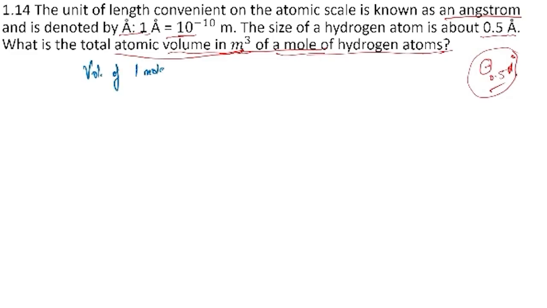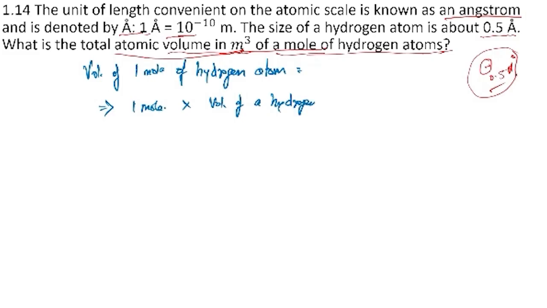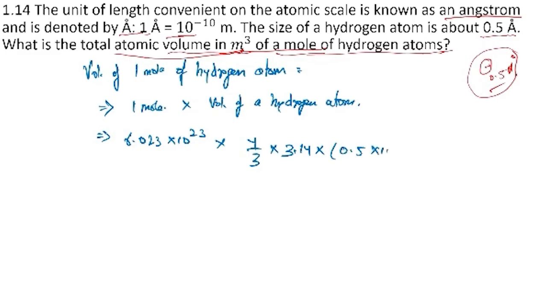So let's start the calculation. The volume of 1 mole of hydrogen atoms should be equal to 1 mole multiplied by the volume of a hydrogen atom. Upon calculation we get 3.15 into 10 raised to the power minus 7 meter cube.